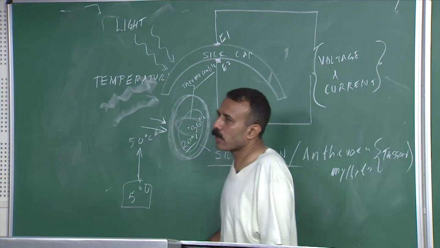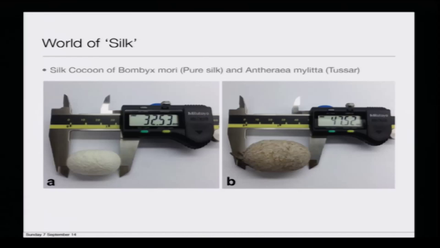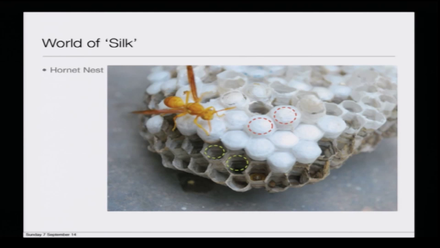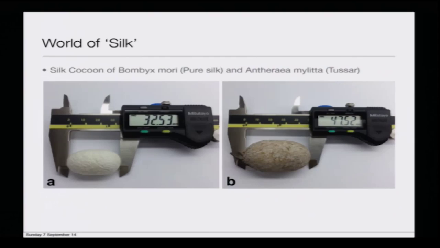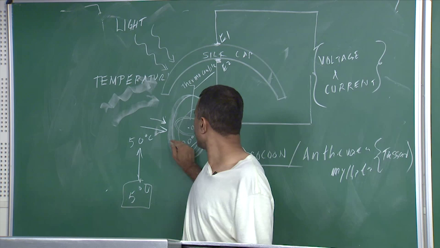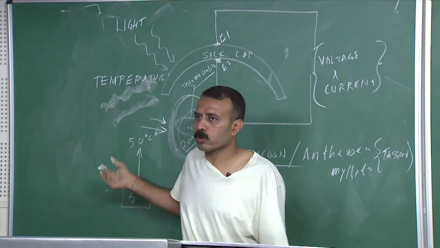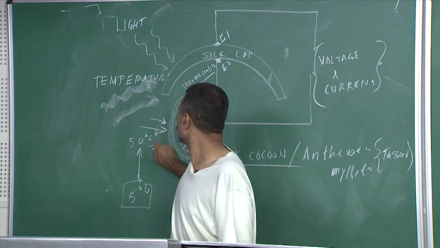Starting from these two pictures I was showing you, whether it is a silk cocoon or a hornet nest, the temperatures are being regulated. They all have certain thermoregulatory mechanisms. I will add this reference for you at the end, and you can go through that paper. This is a much more recent paper, published in 2012.